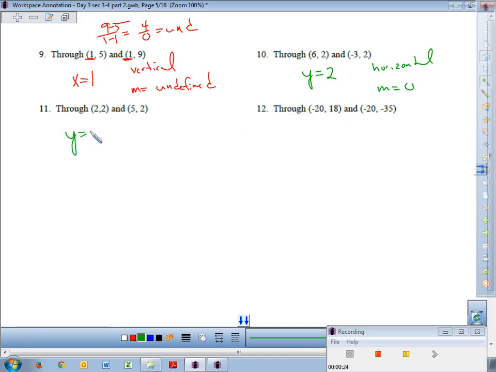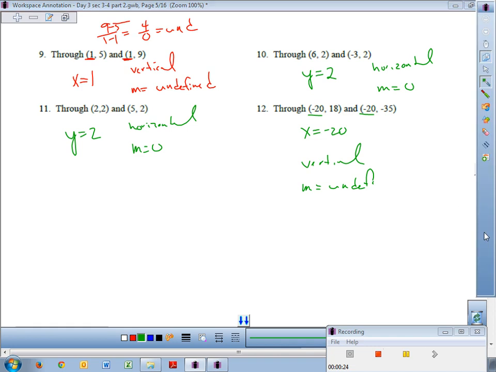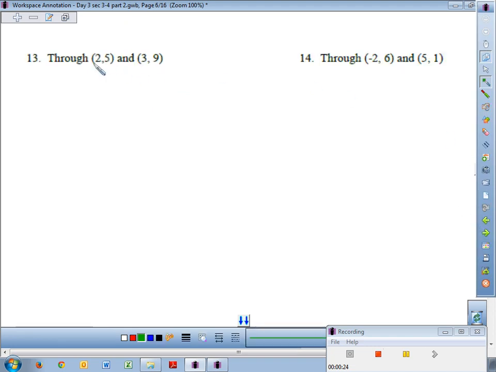On 11, you should have got y equals 2. That's horizontal, and it's got a slope of 0. And on 12, both x values were the same, so that equation is x equals negative 20. And that's a vertical line with the slope being undefined. And if you get to 13, the x values are not the same. The y values are not the same. That means that this line is going to be oblique.